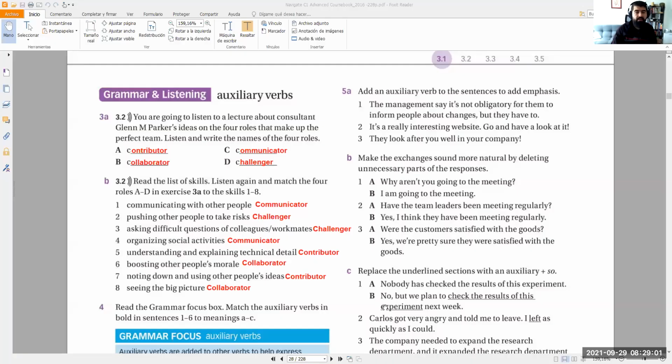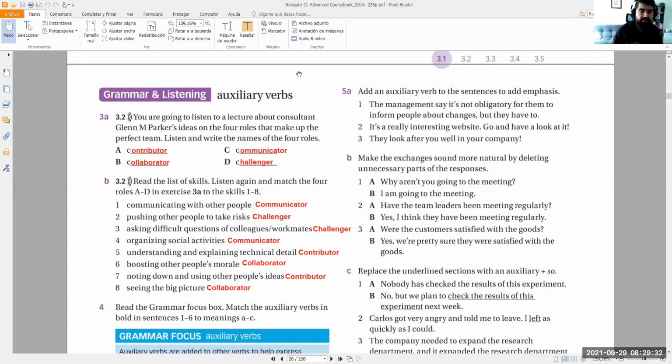So that's recording. Okay, exercise 5A. We know that we needed to put emphasis on these. So who would like to help me with the first one, guys? Number 1, how did you do it? Go ahead, Felipe. Okay, we put it like, the management did say it is not obligatory for them to inform people about changes, but they have to.